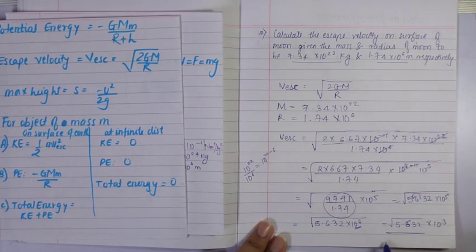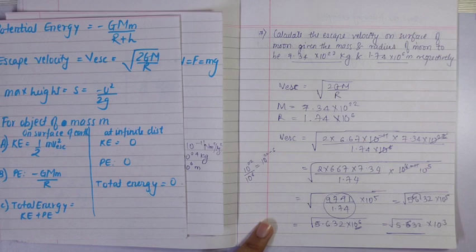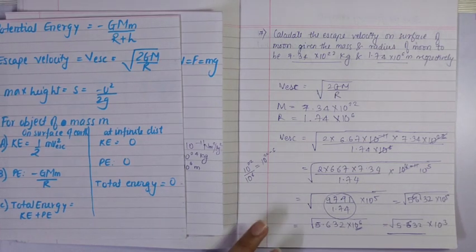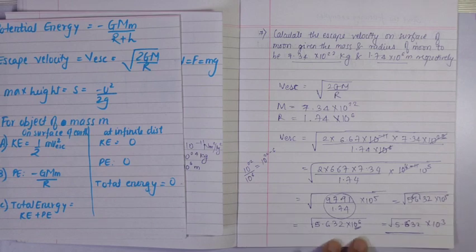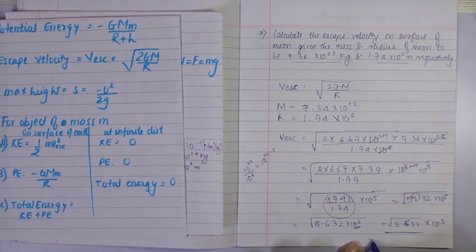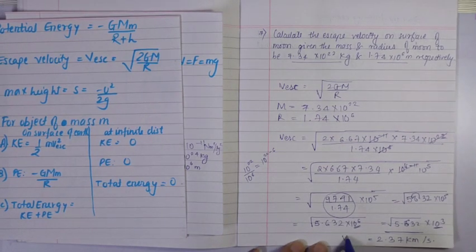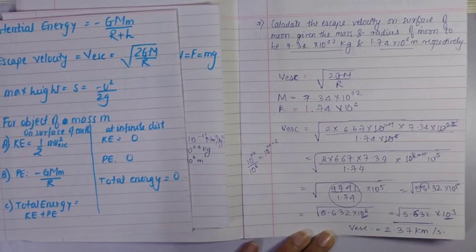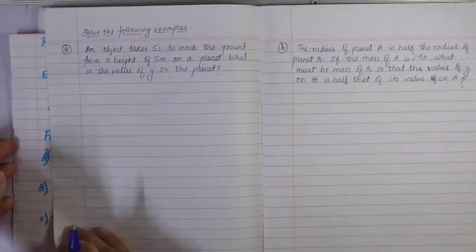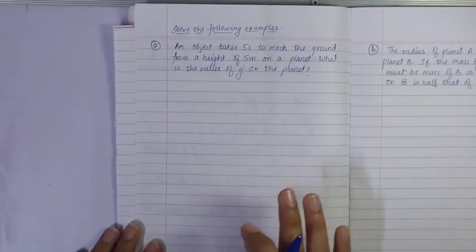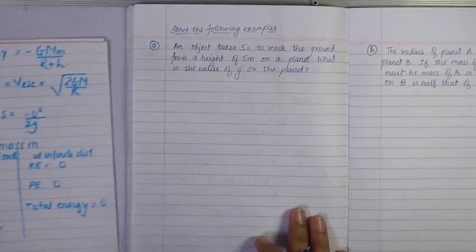And when you find out the square root of this, this will be about 2 somewhere, because 2 square is 4 and 3 square is 9. So it should be between 2 and 3. So the answer for this will be 2.37, and 10 raised to 3 is kilometer per second. So this is your escape velocity. Fine. Now let's move forward to your sum, which is given in your textbook exercises.